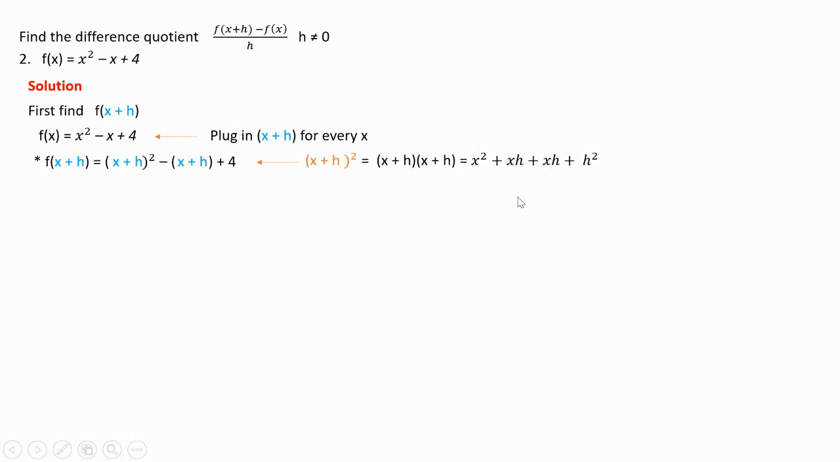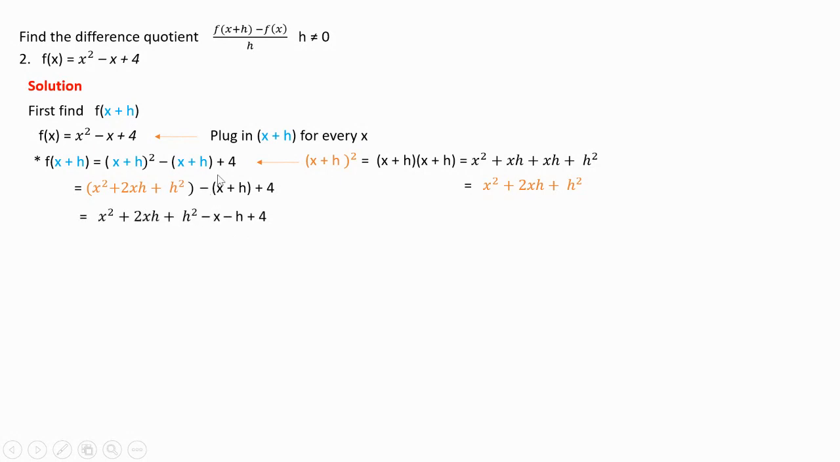Now these two, we can combine because they're similar or like terms. So this becomes x squared plus 2xh plus h squared. So I'm going to plug that in for the x plus h squared. Now I'm going to bring the other stuff down. So then here I'm going to do the distributive property, right?